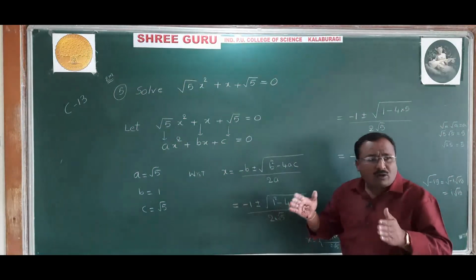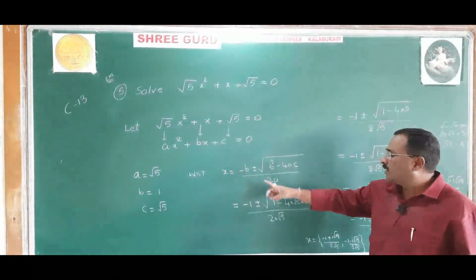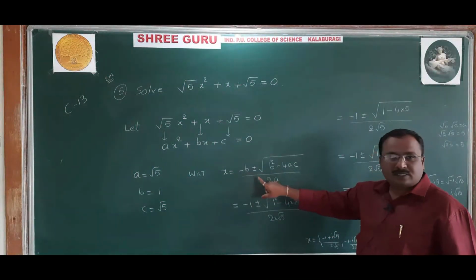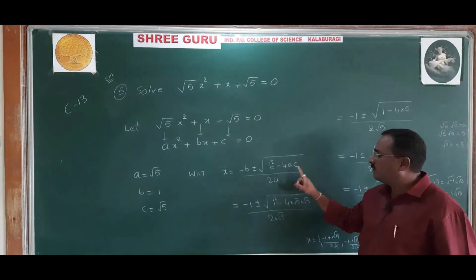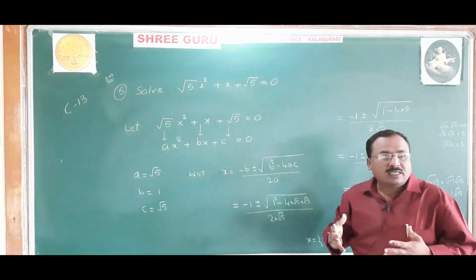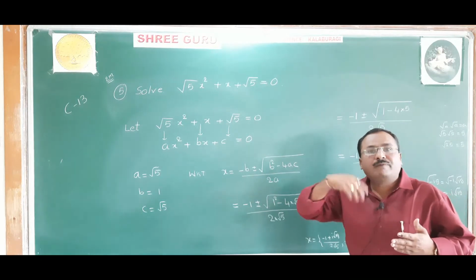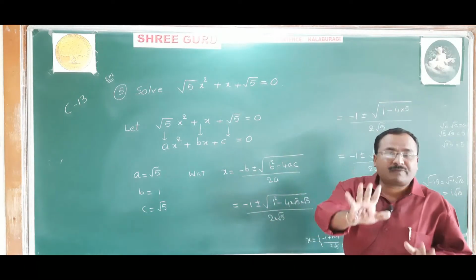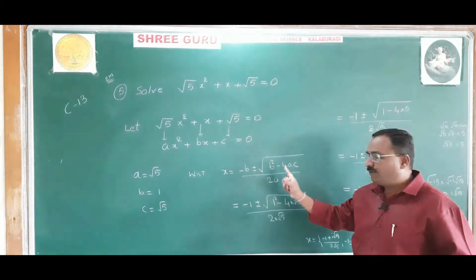We know that for non-factorizable, the formula is x is equal to minus b plus or minus square root of b square minus 4ac divided by 2a. This is the formula for any non-factorizable quadratic equation for finding the value of x, finding the roots.